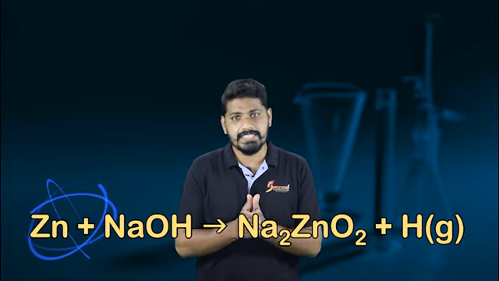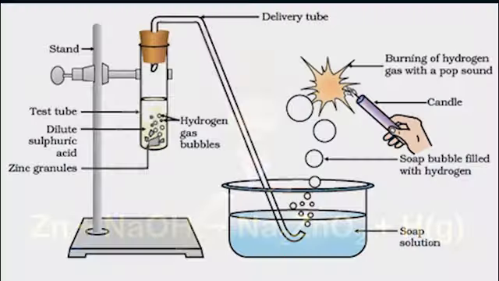So how do we check this hydrogen gas? We bring a burning candle to the mouth of a test tube. When it gives a popping sound, that confirms the experiment: it releases hydrogen gas.